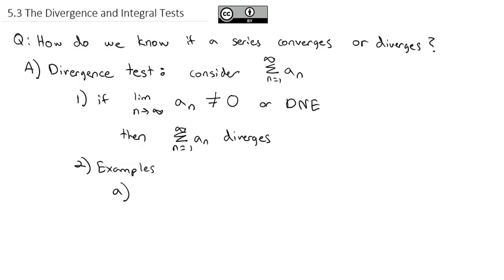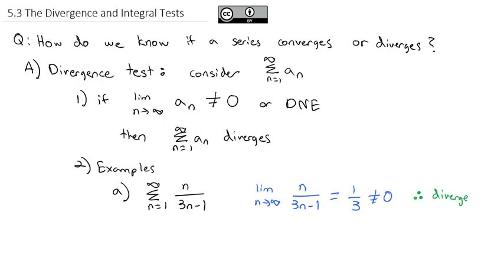Let's first try the sum as n goes from 1 to infinity of n over 3n minus 1. Well, to use the divergence test to see what's happening, we can take the limit as n goes to infinity of n over 3n minus 1. And we know that the higher powers, the n over 3n, are going to take over, and that's going to ultimately equal 1/3, which is definitely not equal to 0. In other words, once we get out to enough terms, we're basically doing plus 1/3, plus 1/3, plus 1/3, plus 1/3, and that's going to keep getting bigger and bigger. So because that does not equal 0, therefore, we will say this series will diverge.